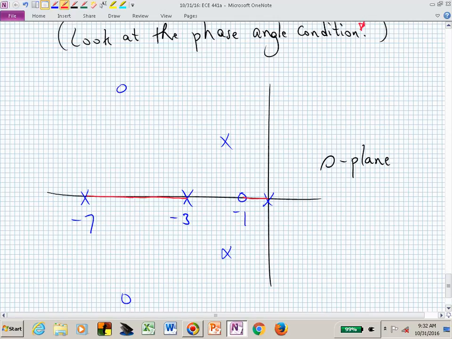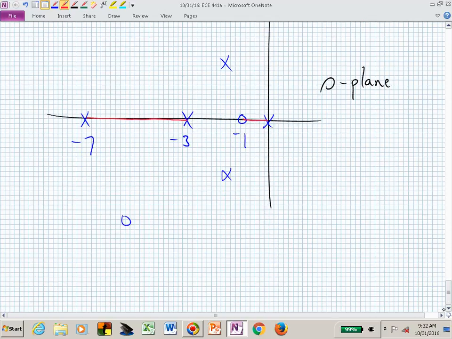I have 2 branches that are starting at those complex conjugate poles, and I have 1 branch starting at the origin. We're going to have to figure out how all of this fits together, but so far we've learned how to identify the real axis segments that belong to the root locus. Now what we want to do is see what happens as we crank up the gain k to large values.